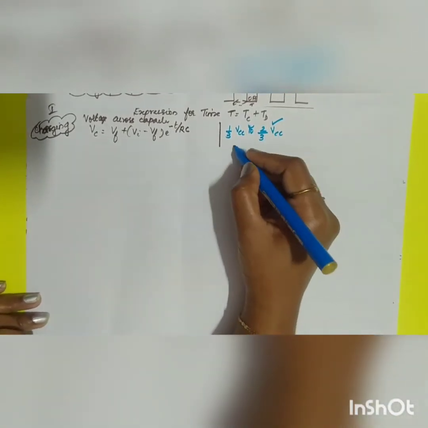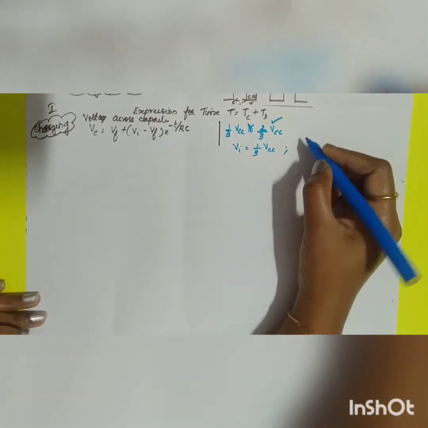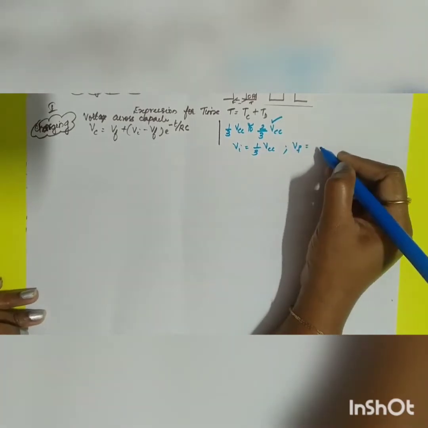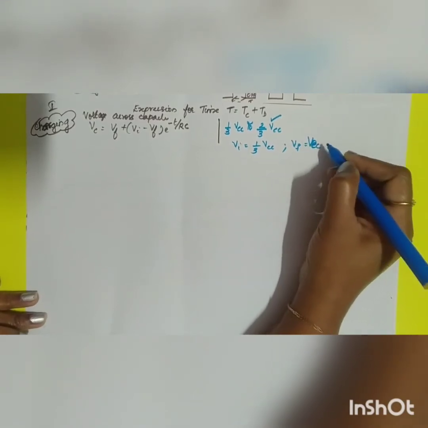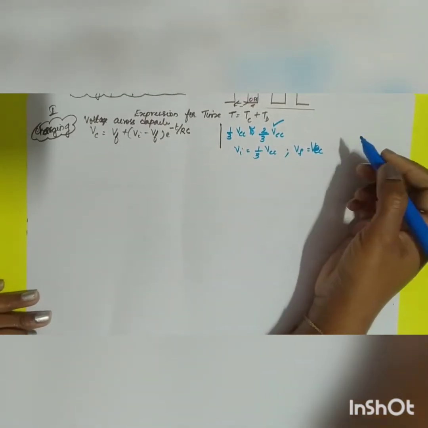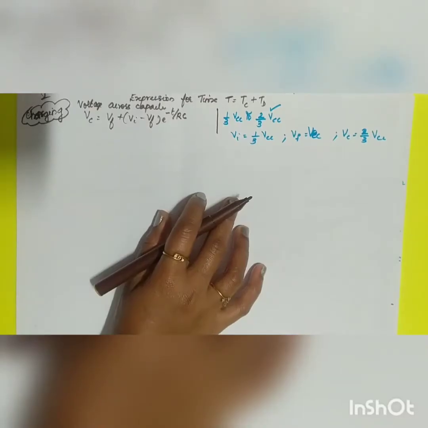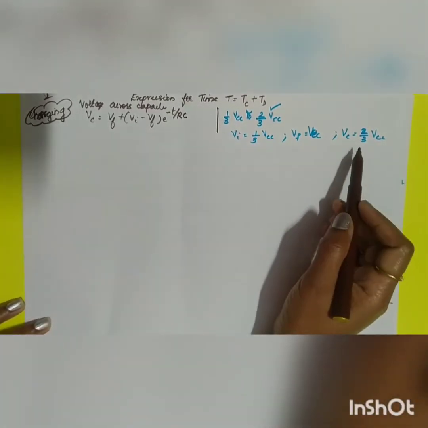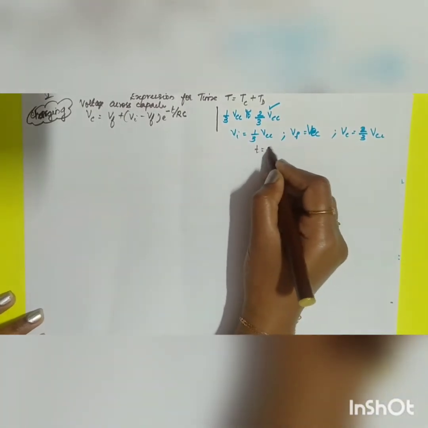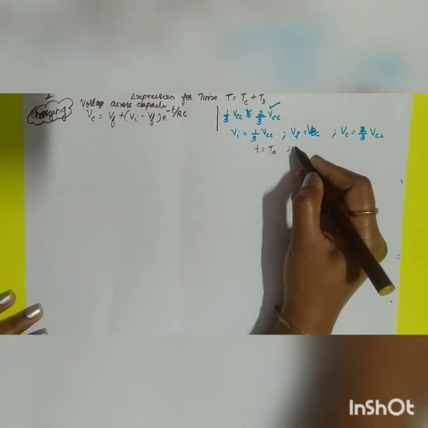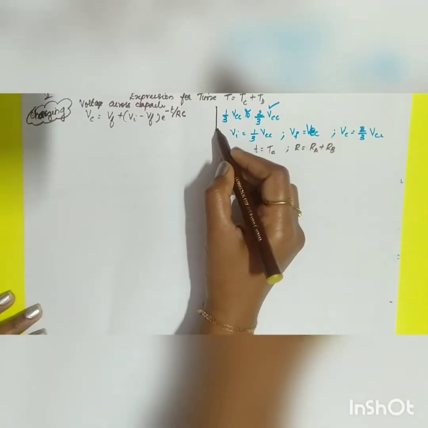Vi will be equal to the initial charging instant, 1 by 3 VCC. Now what will be your VF? It is charging towards your final value, that is towards your VCC, right? Now what will be your Vc? Vc will be equal to 2 by 3 VCC, the voltage at the end of the charging time. When you substitute all these values, T should be replaced by charging time Tc, and R will be replaced by RA plus RB.